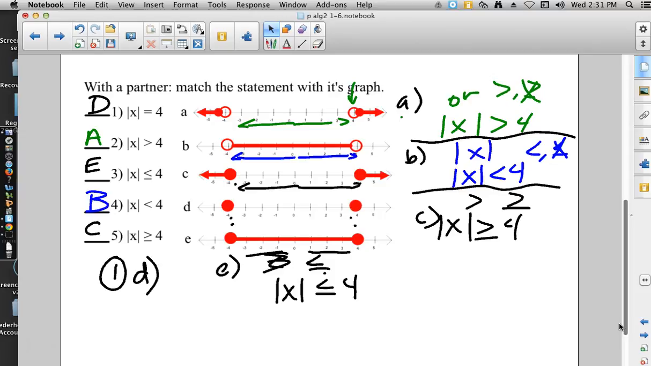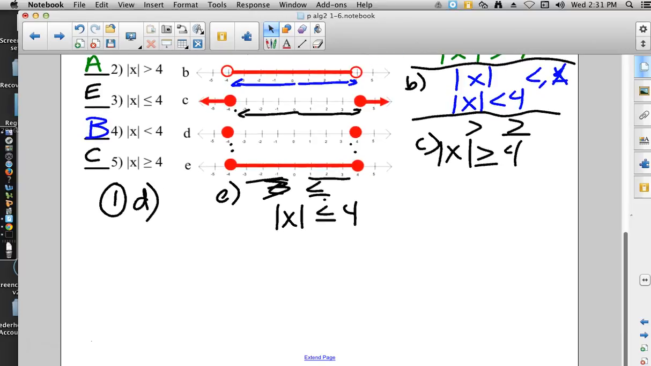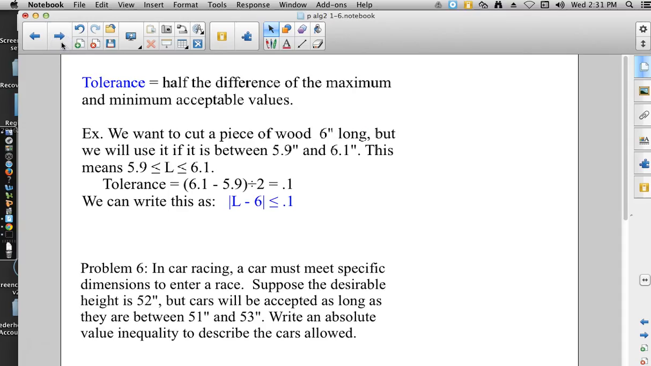Now, what do we need this for? Well, this is actually something that's used a lot. One of the things that gets advertised for jobs quite a bit in our area is quality control officers or quality assurance officers. What they do is they take product off of the assembly line and check it to make sure that it meets the requirements that their boss says it should meet. That's called tolerance. Tolerance is what they're measuring. It's half the difference of the maximum and the minimum accepted values.